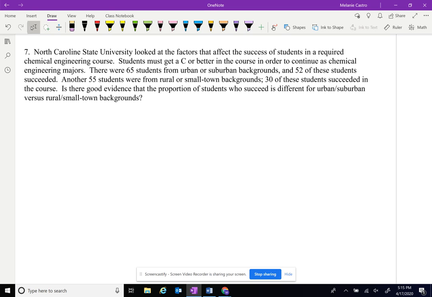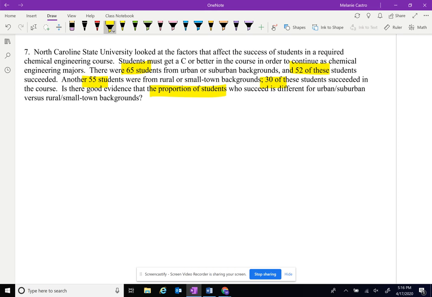Is there good evidence that the proportion of students who succeed is different for urban, suburban versus rural, small town backgrounds? Okay, so identify the test. So they did talk about proportions. We have totals and how many of each sample succeeded.